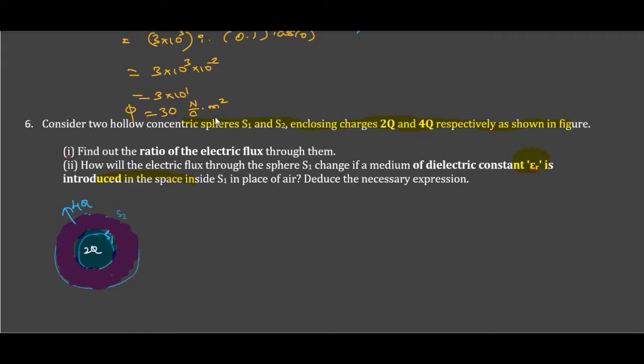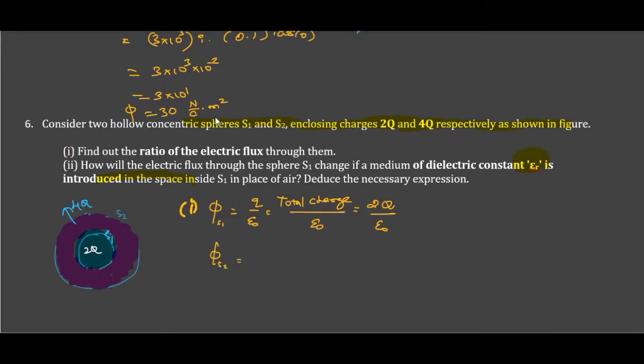Find out the ratio of the electric flux. For a sphere we can go directly with Gauss theorem. So first, flux through surface 1 is Q by epsilon naught, where Q is the total charge enclosed. So total charge is 2Q, divided by epsilon naught.